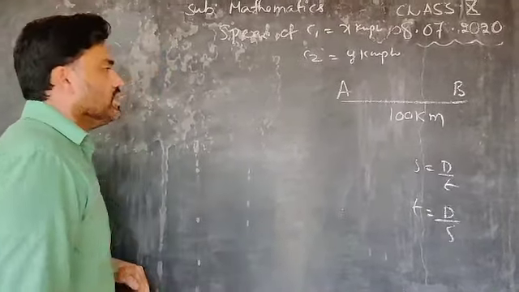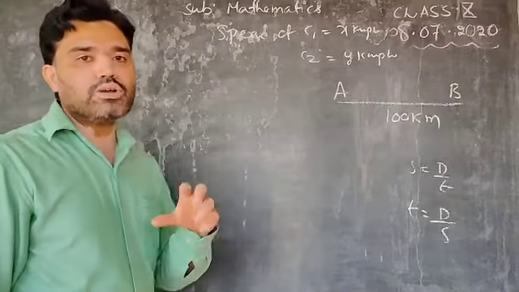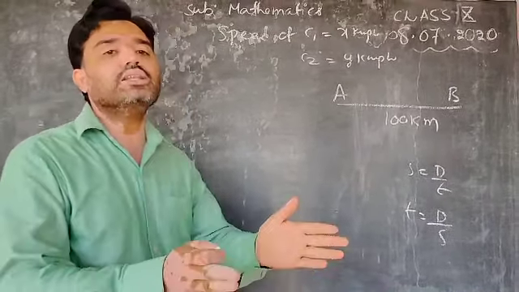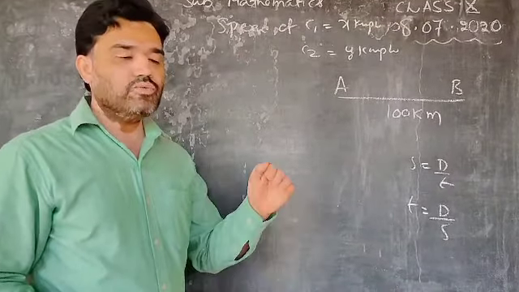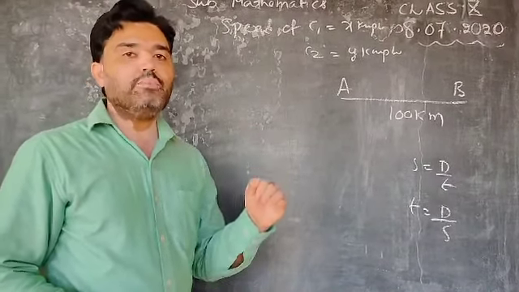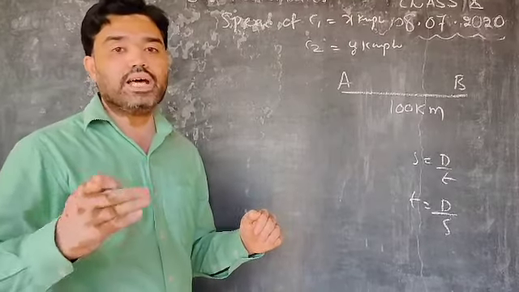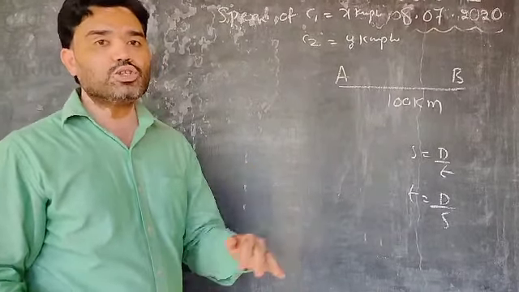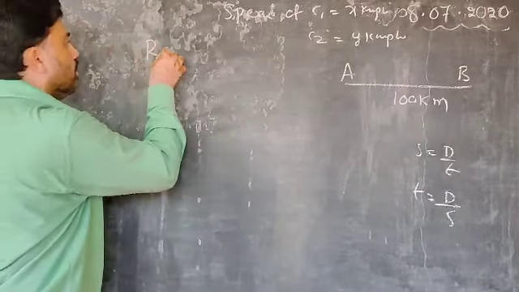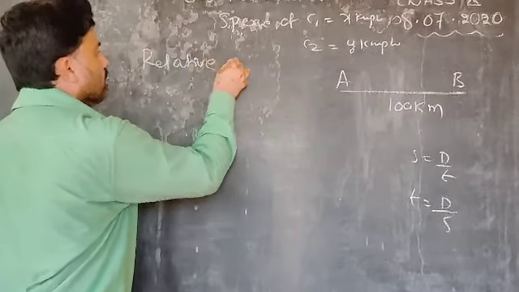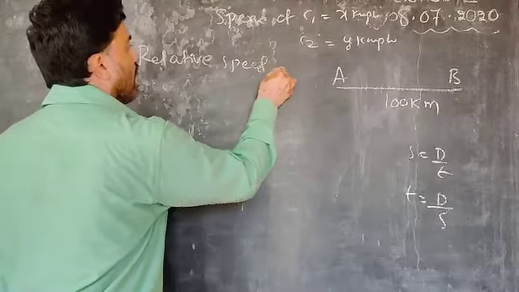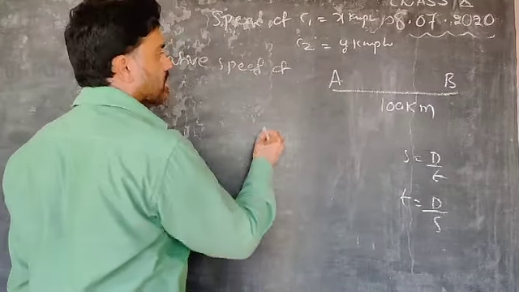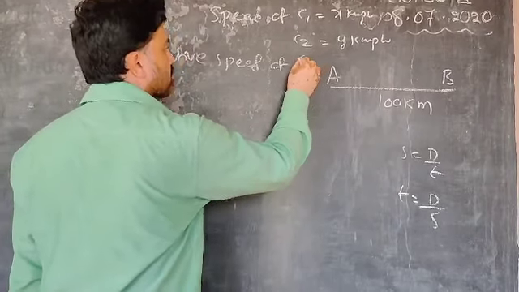See here, in physics also we use one word, relative speed, because if both objects are in motion, then we keep one car constant and we measure the speed of the other car. That is called relative speed. So you have to use here one word, relative speed. Relative speed of two cars if they are moving in the same direction.